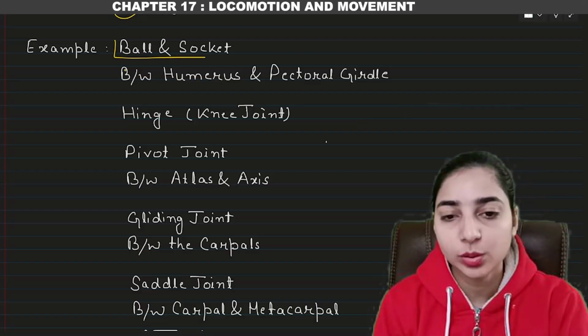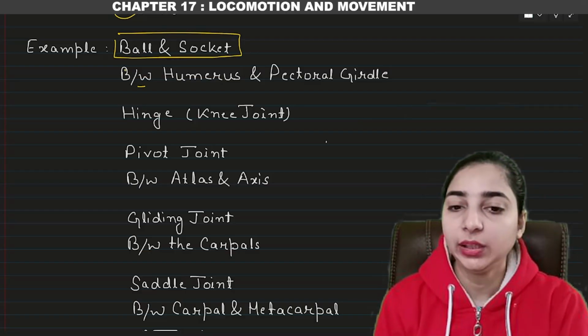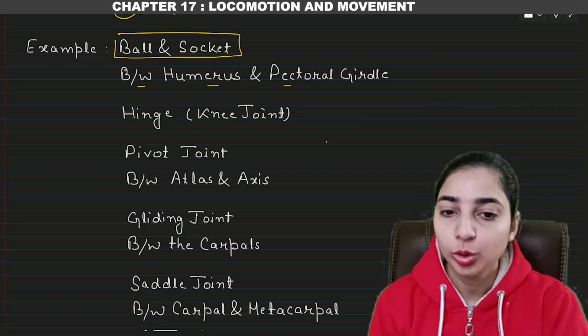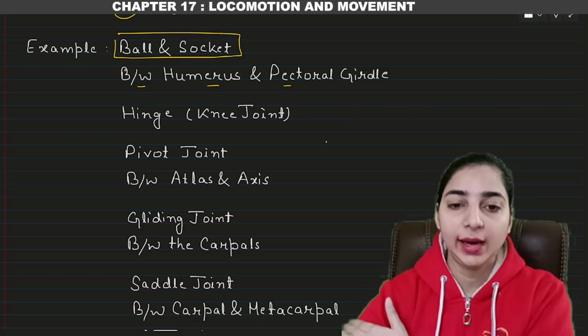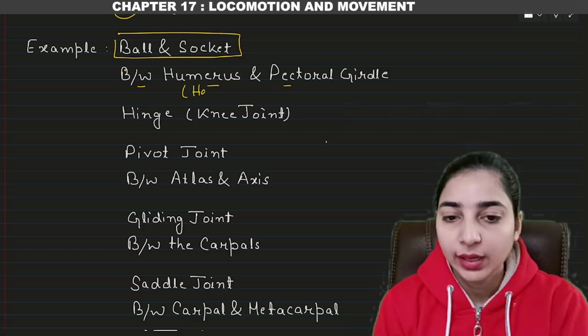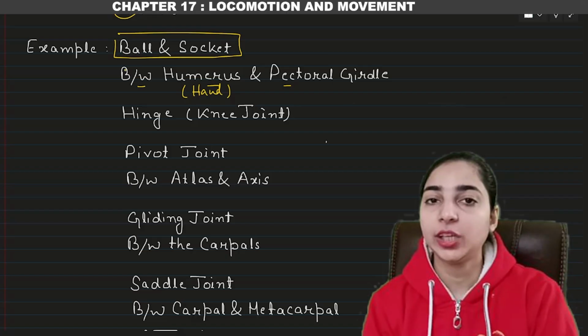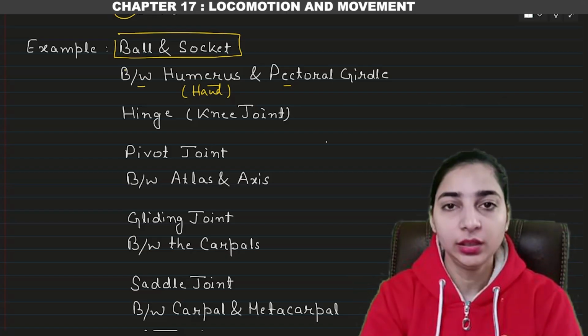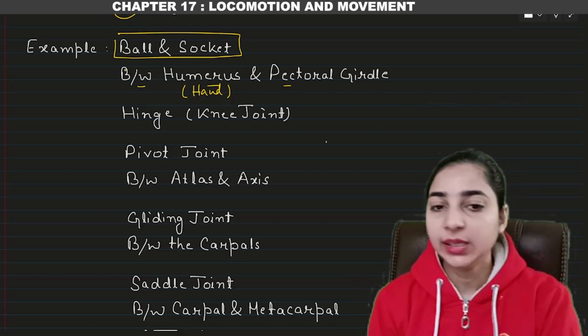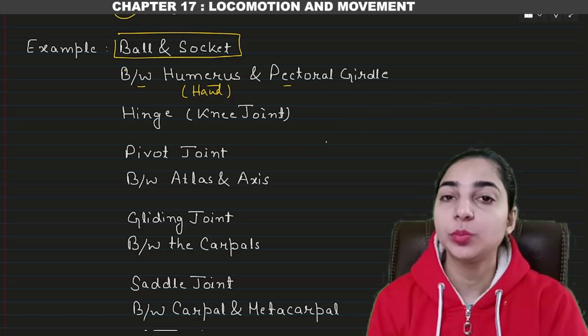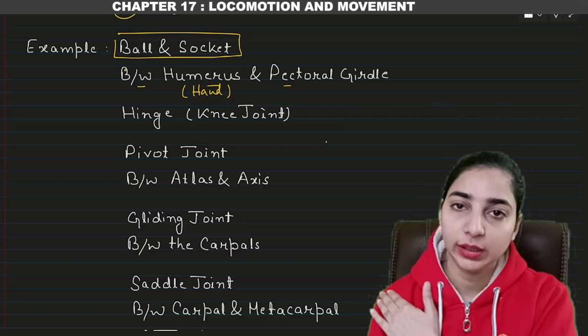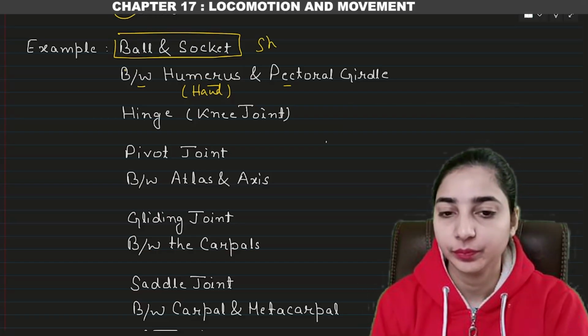First one is the ball and socket joint, which is present between the humerus and the pectoral girdle. Humerus is part of the uppermost part of the hand, right? And pectoral girdle is the bone which helps in the attachment of the humerus with the trunk. So between these two, the joint that is present is known as ball and socket joint. That means shoulder joint. It is present in the shoulder region.